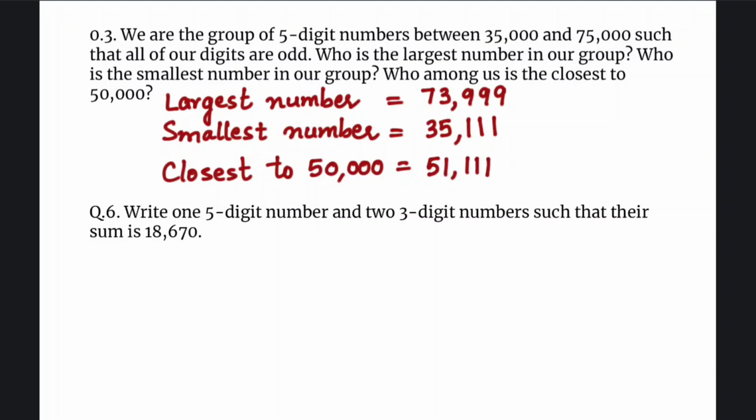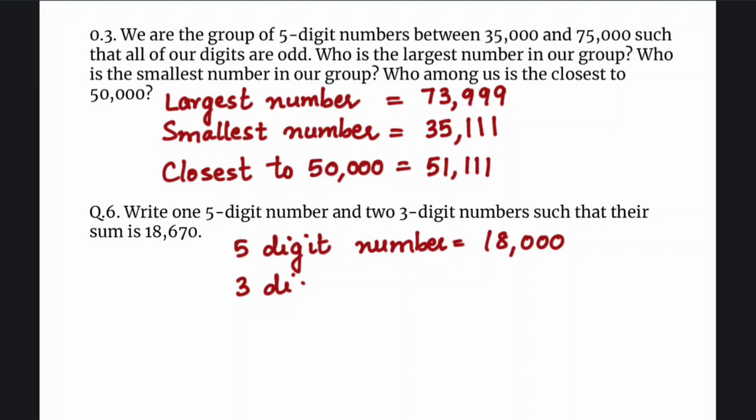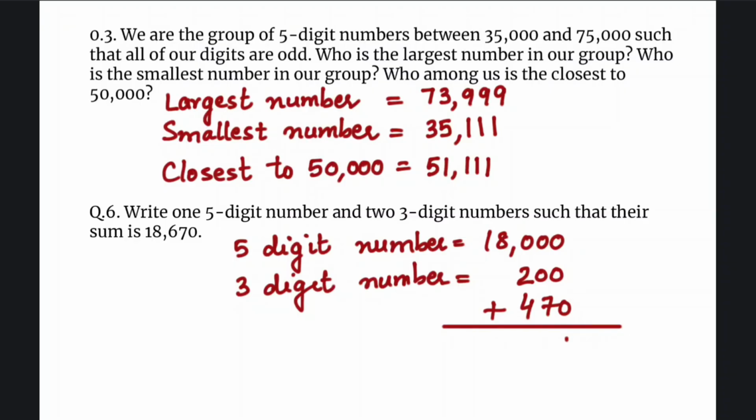And the number closest to 50,000 is 51,111. Next question, write one 5-digit number and two 3-digit numbers such that their sum is 18,670. So the 5-digit number is 18,000. We have to write two 3-digit numbers. So one we can take 200 and the other one we can take 670. When you add these three numbers, you will get 18,670.